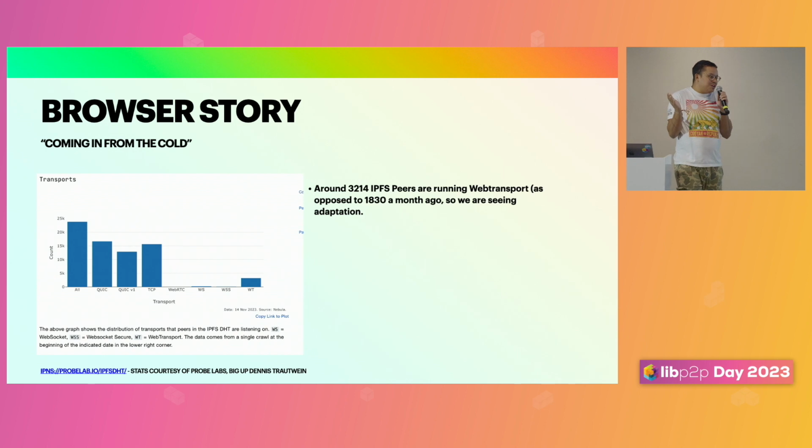So, that was a lot of the bad stuff, or a lot of the bugs, not so much the exciting stuff. But clearly our work was cut out for us. And so what's the situation now? Well, we have around 3,214 IPFS peers that are running web transport, as opposed to 1830 as we've been resolving these bugs. So clearly people have been upgrading to web transport and finding it useful, which is good for us.